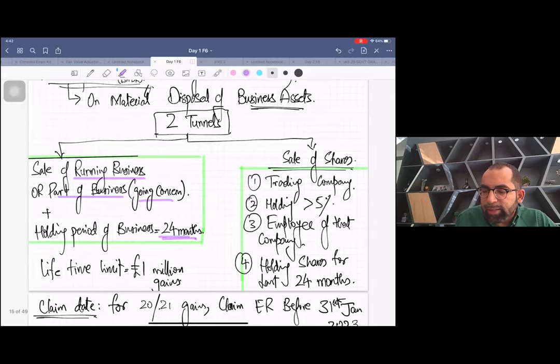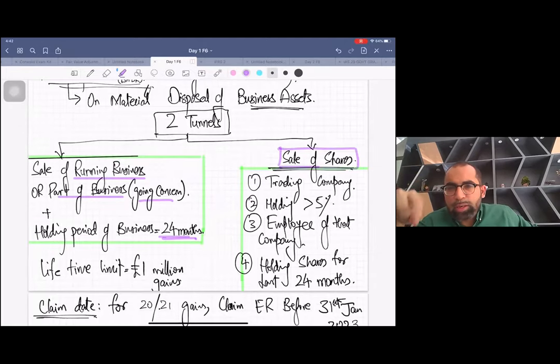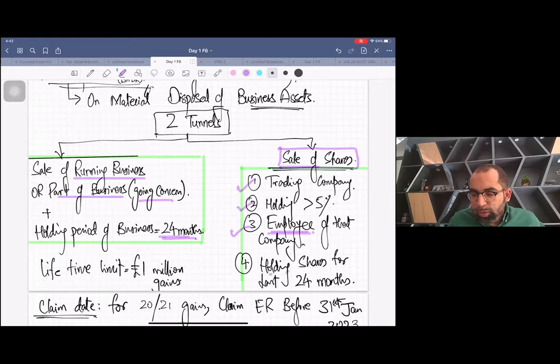What is the second tunnel? The second tunnel is related to shares. Listen, you sold shares. And what are the conditions? You sold shares of a trading company. It must not be a not-for-profit organization like ACCA, ICAEW. It must be a trading company, right? Your holding percentage of shares in that company must be 5% or greater. You must be doing a job in that company, an employee of that company. And finally, you have held the shares for the last 24 months. Holding of shares is a must. So if you meet all these conditions, you will automatically be eligible for BADR, business asset disposal relief.